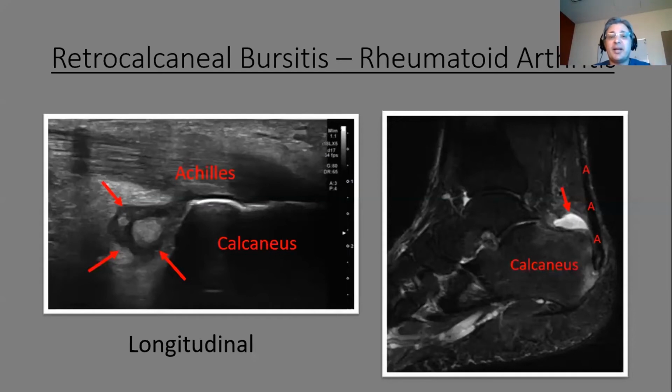And again, I want to compare and contrast the MRI with the ultrasound because I really want you to be comfortable with the anatomy. The retrocalcaneal bursa in this patient with rheumatoid arthritis is distended at the junction of the Achilles tendon and the calcaneus.